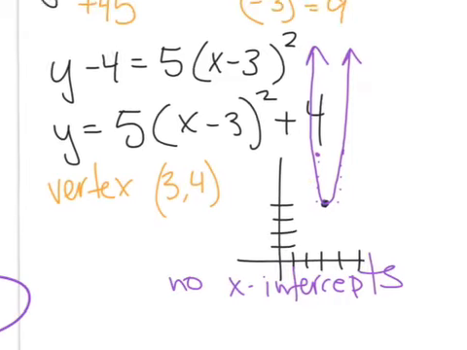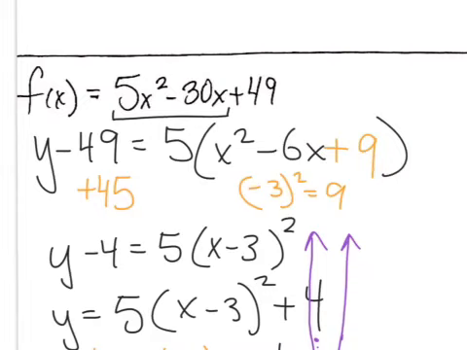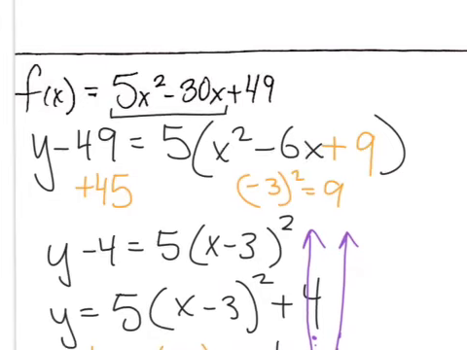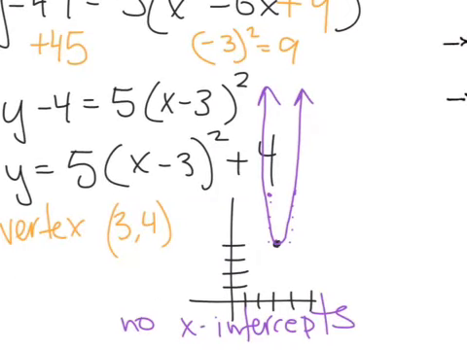The y-intercept, however, would be at, if we put in x equals 0, we get 49 for y, and so way up there, way up at 49 is where our parabola would actually cross. So even though there's not much detail, this is the best we can do, and we could label our vertex as 3, 4.